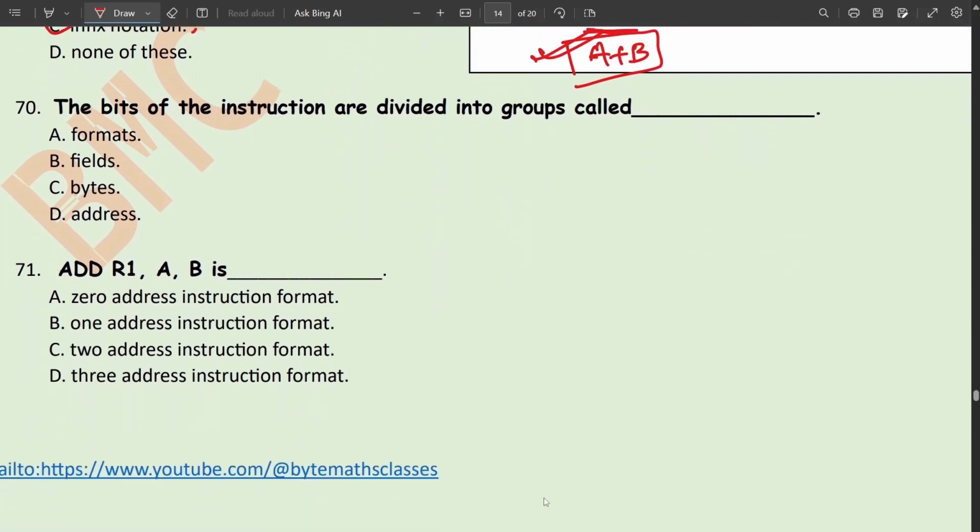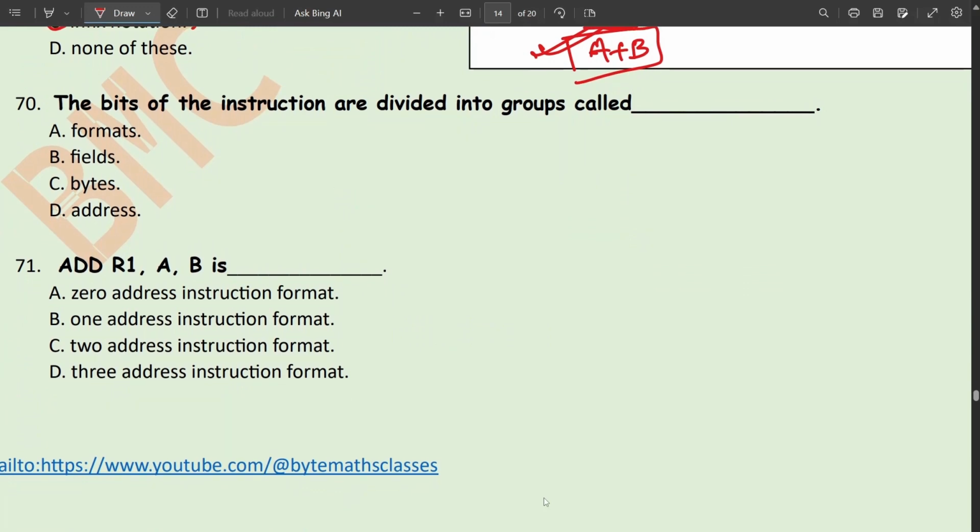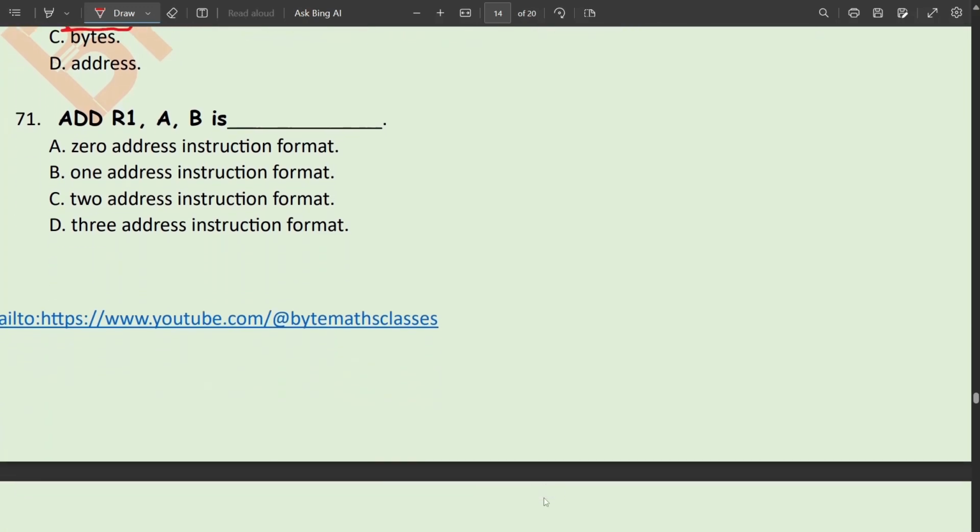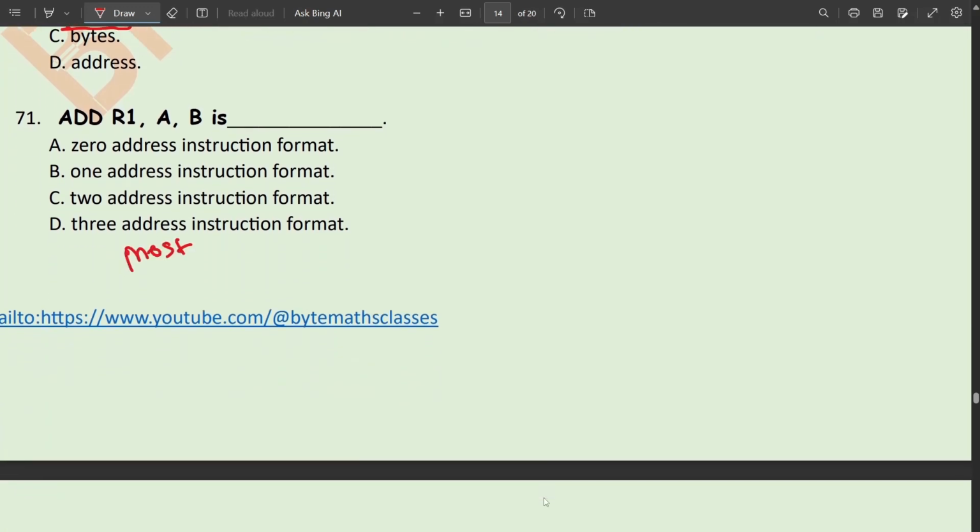Next, the bits of the instruction are divided into groups. Answer will be fields. Divided into group fields like this. Next, this is most important question. You will see in your examination. Most important. Add R1, A, B is 3 address instruction. Option number D is correct.